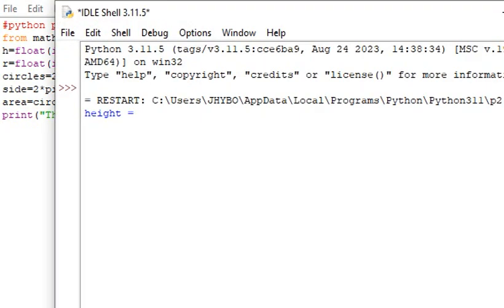So if we enter height to be 7, our radius to be 6, the total surface area of the cylinder will give us 490.06.